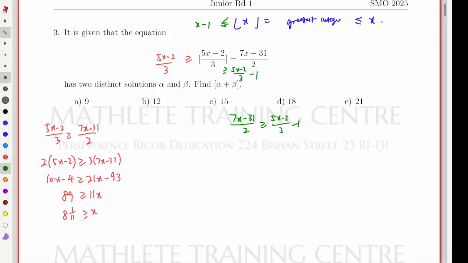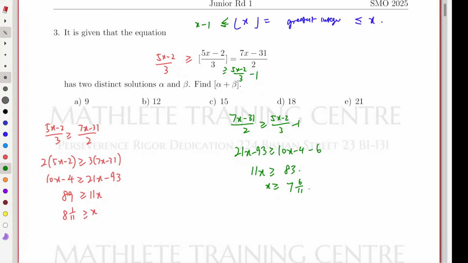Same thing, multiply it by 6. You have 21x minus 93 here. You have 10x minus 4 here, and then a minus 6. So from there, let's move everything to one side. 11x is at least 93 minus 4 minus 6, that's 83, right? So x is at least 7 and 6 over 11, right?